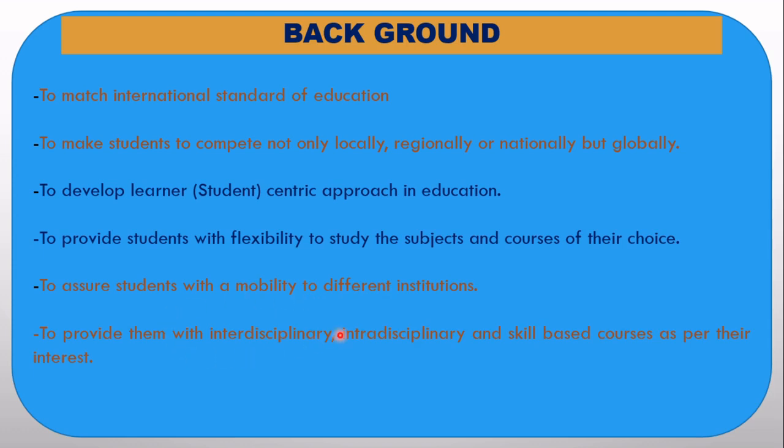Then to provide them with interdisciplinary and skill based courses as per their interest. So in the CBCS pattern, any science student can choose subjects from the arts faculty or commerce faculty, or vice versa. Any arts student can choose a subject from the science faculty also. So it is known as interdisciplinary. In intradisciplinary, a science student can choose any subject of the science faculty.